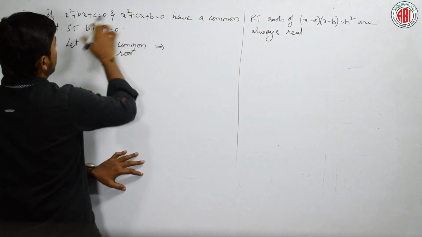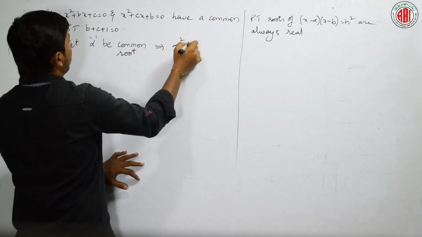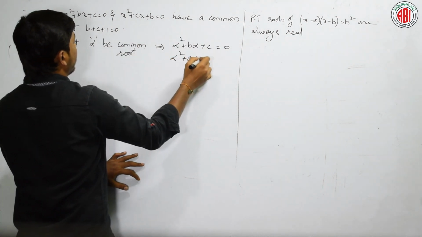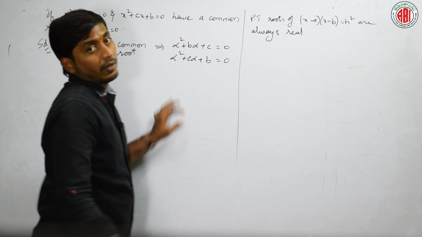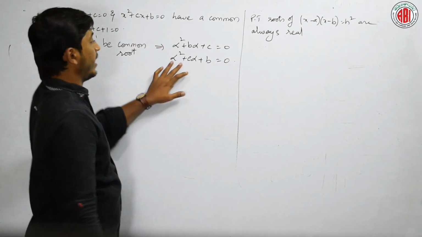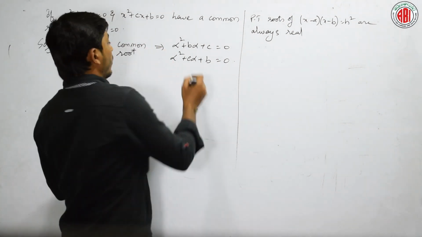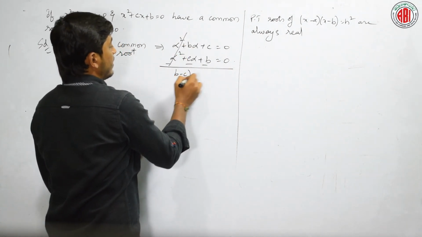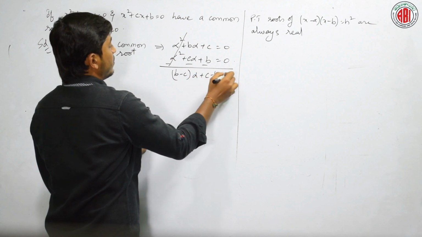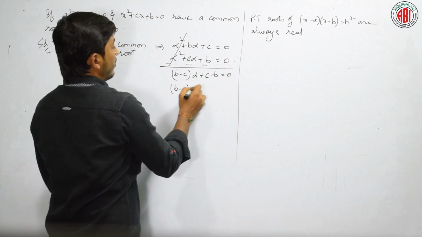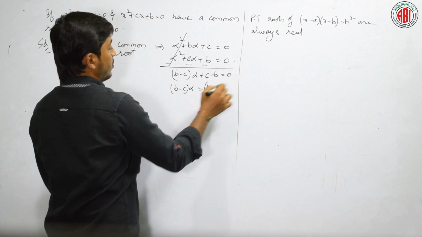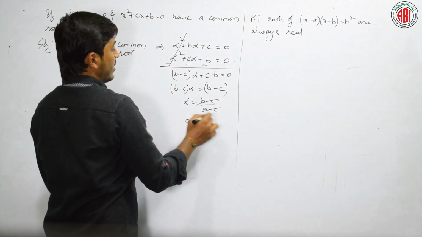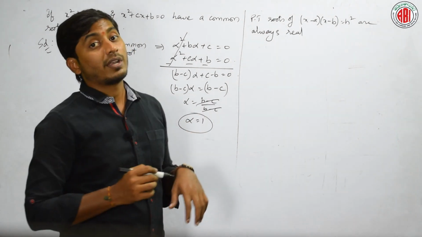Then let us substitute in both the equations. What do we get? Alpha square plus b alpha plus c equal to 0, and here alpha square plus c alpha plus b is equal to 0. Okay, this is first equation and this is second equation. Let us subtract. Here if I subtract, I will get b minus c into alpha plus c minus b. So, b minus c into alpha is equal to b minus c. If I send this both that side, then alpha will be b minus c by b minus c. Therefore, alpha is 1.